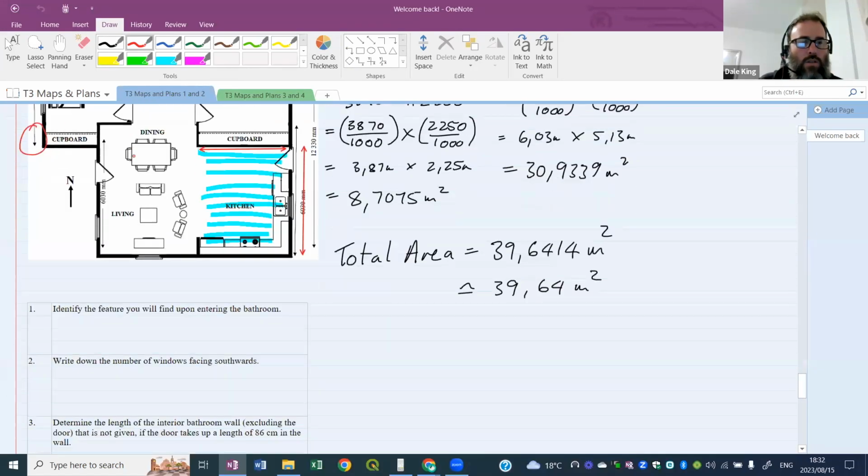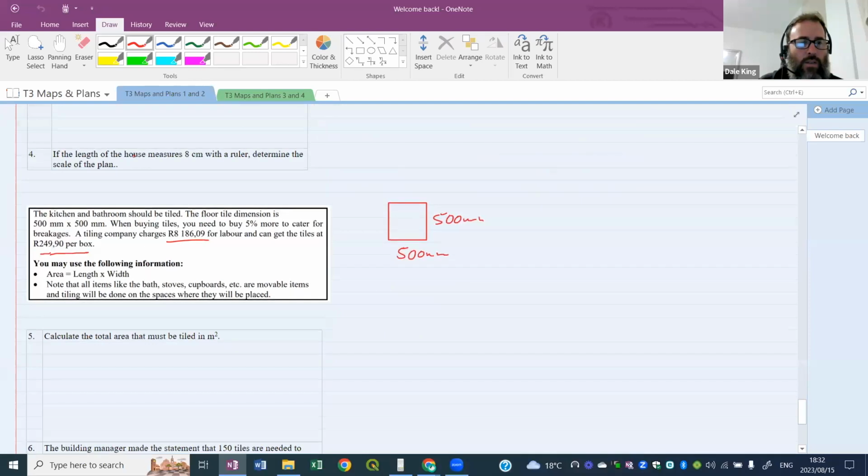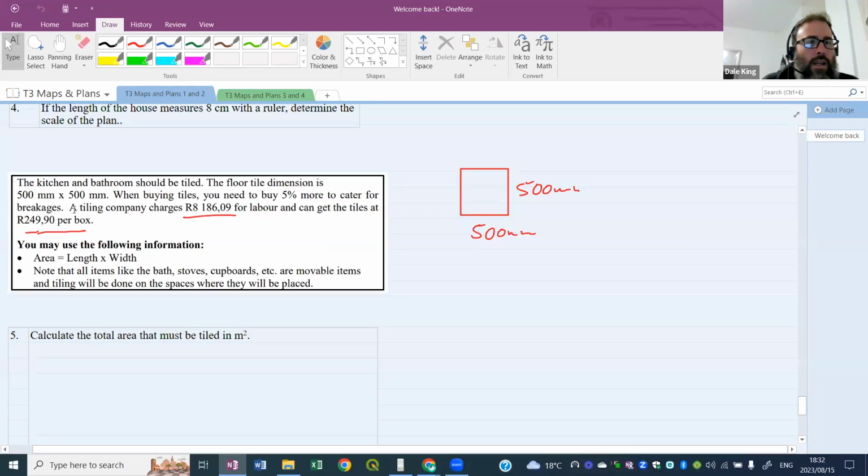We filled it in. Then they asked us, in question five, to calculate the total area that must be tiled. And we look at the contextual question. I'll zoom in here a little bit. It said the kitchen and the bathroom must be tiled. The floor tile dimension is 500 millimeters by 500 millimeters.